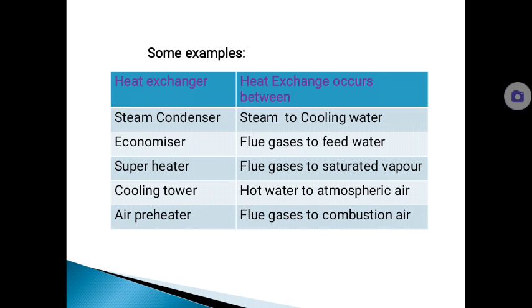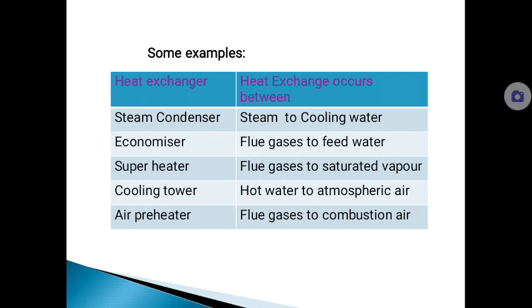Then some of the boiler accessories are there, including the economizer, superheater and the air preheater. Here, heat is obtained from the flue gases and utilized for heating fluids like water as well as air. In the economizer, heat is transferred from flue gases to the feed water for heating the incoming feed water. Then in the superheater, heat from flue gases is utilized to convert the saturated vapor into superheated vapor.